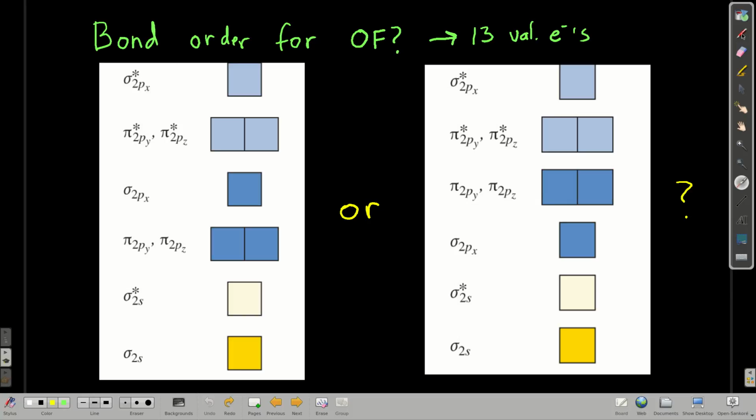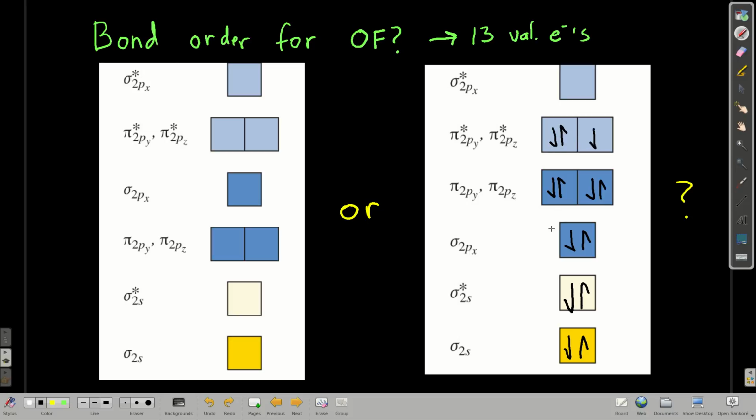And all we do here is we put in the 13 valence electrons following the same rules we did with electron configurations. So 1, 2, opposite spins in the same orbital, 3, 4, 5, 6, and then Hund's rule, 1 in each first with the same spin, 7, 8. Then we pair them up, 9, 10, 11, 12, 13.